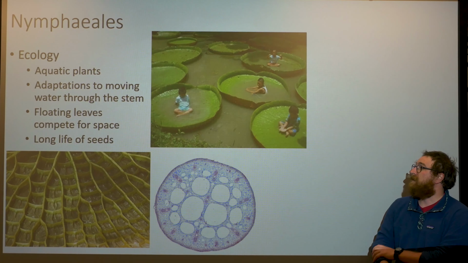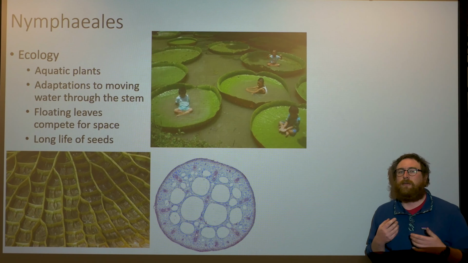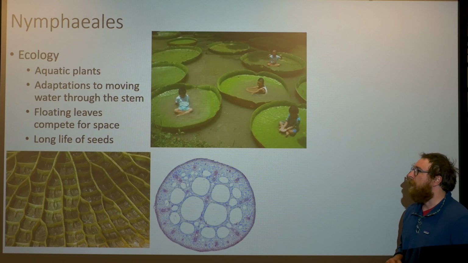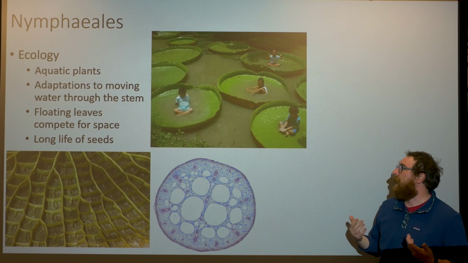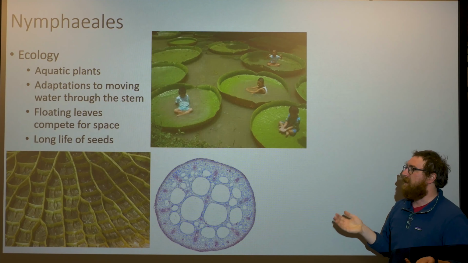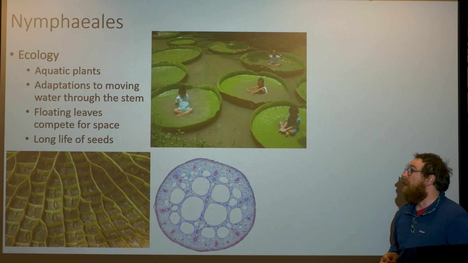Ecologically, though, the Nymphaeales are this really interesting group of aquatic plants that have a lot of really unique adaptations to living in these freshwater environments. Some of them, like Victoria the water lily, are kind of iconic, for they have these huge leaves that are able to spread out and take up surface area and float and compete for space.